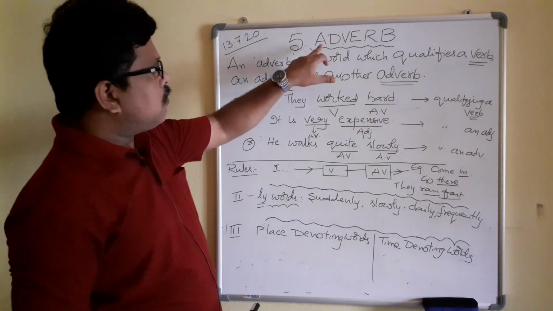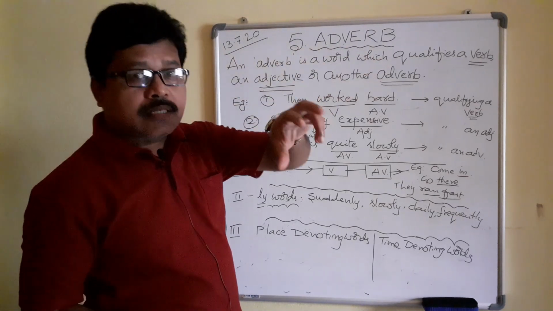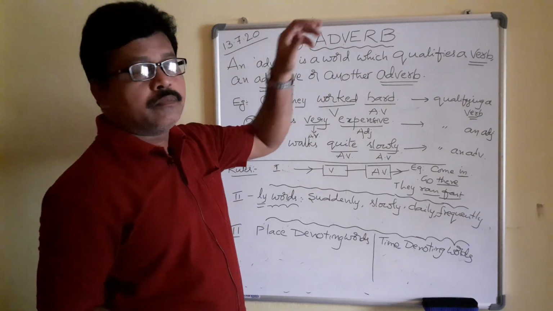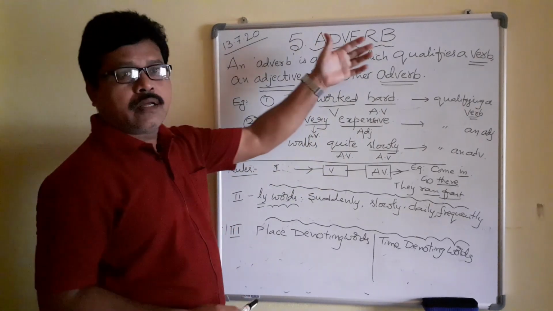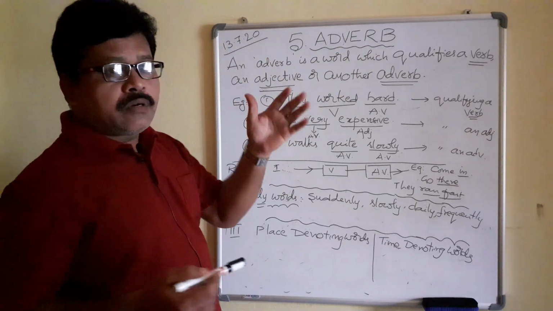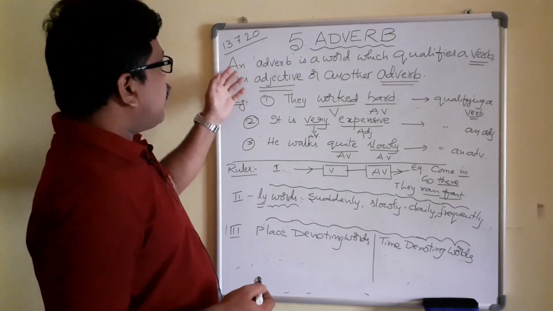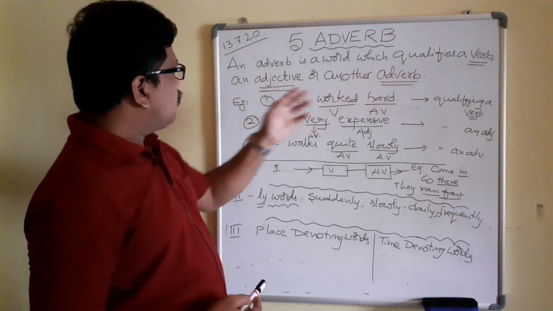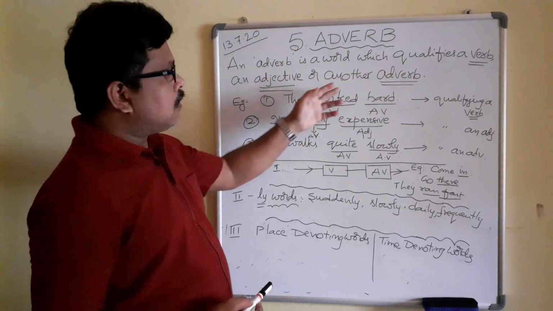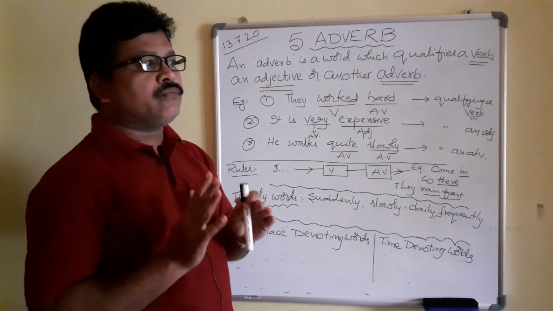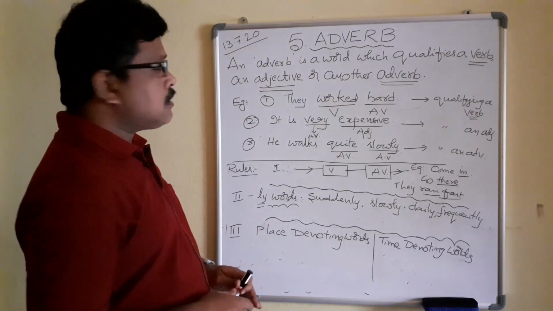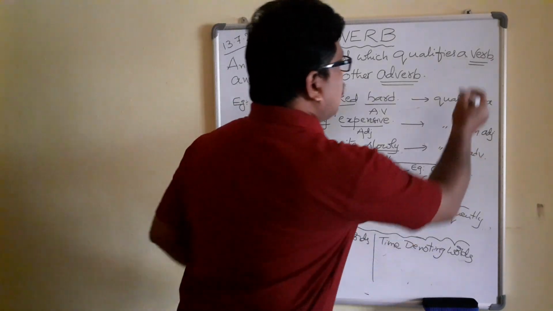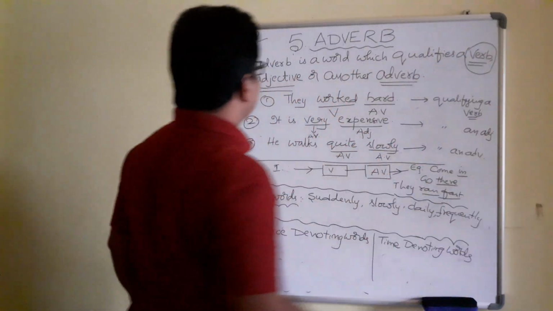So what is an adverb? The name itself suggests adding something to the meaning of the verb. So how can you define adverb? An adverb is a word which qualifies a verb, an adjective or another adverb. Basically it must qualify a verb.